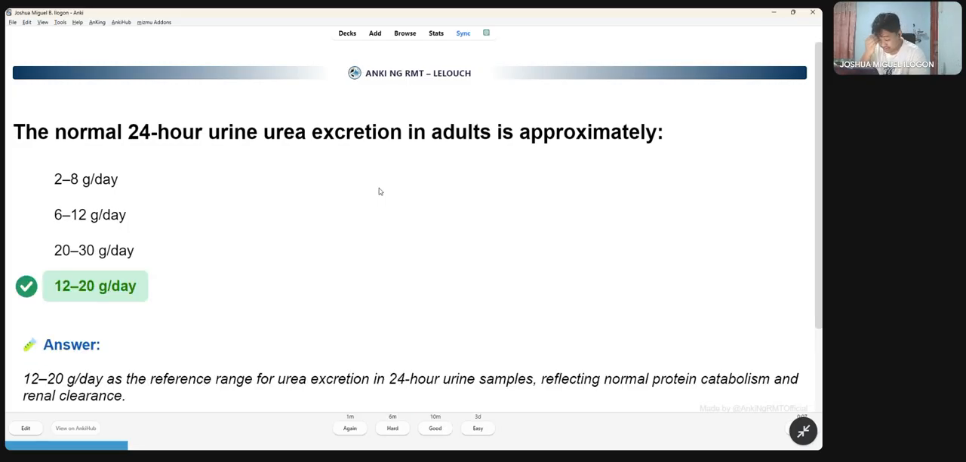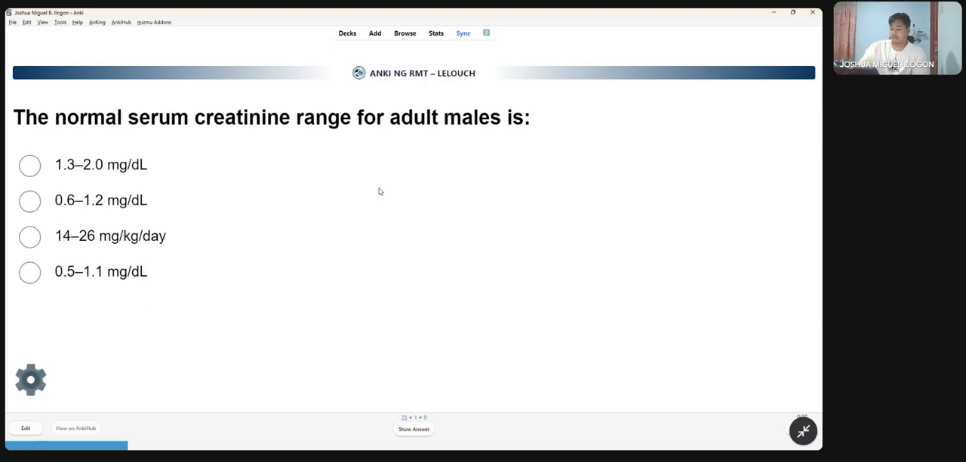Wait, it's urea excretion, right? Oh, okay. In serum or plasma, 6 to 30 milligrams per deciliter. Okay, normal serum creatinine ratio for adult males. Let's break this down: 14 to 26, because the female is 11 to 20.